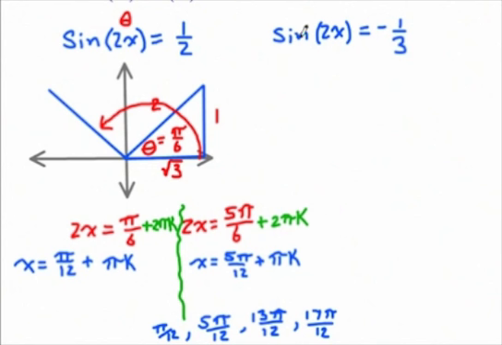Alright, for the second part here, sine of 2x is equal to negative 1/3. Again, we're going to want to draw in our axes, and ask, when is the sign negative? Well, the sign is negative in the third and the fourth quadrant. So I'm going to draw this so that we have large third and fourth quadrants. And I'm going to put the main angle in the fourth quadrant.